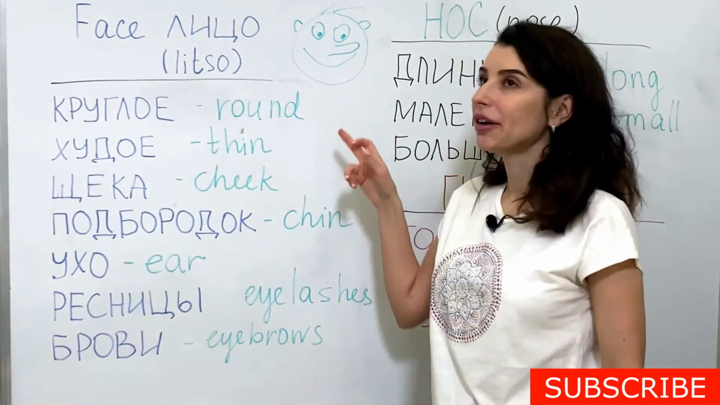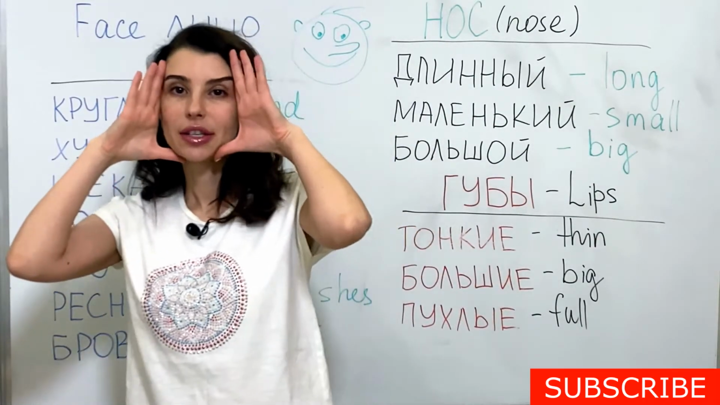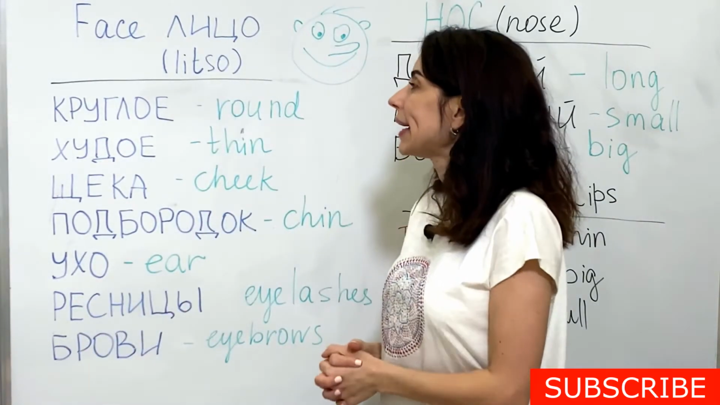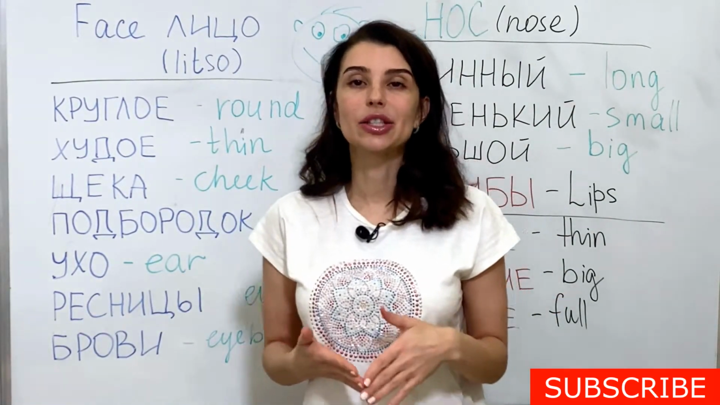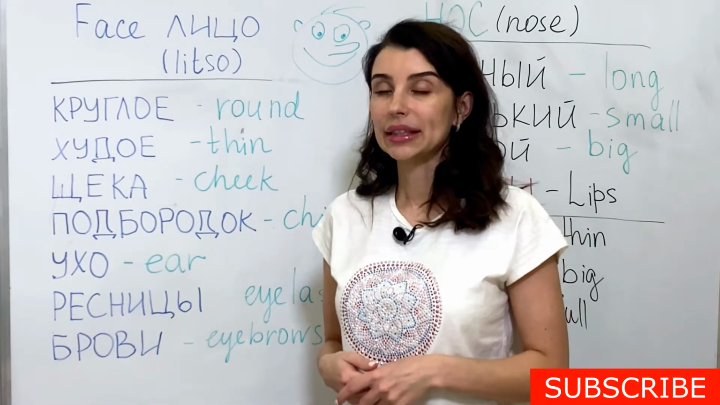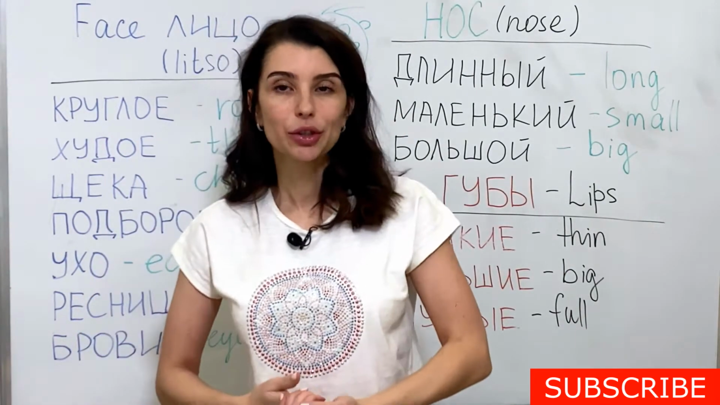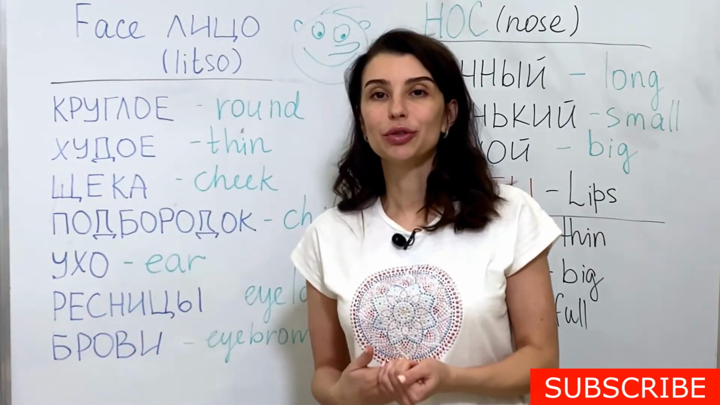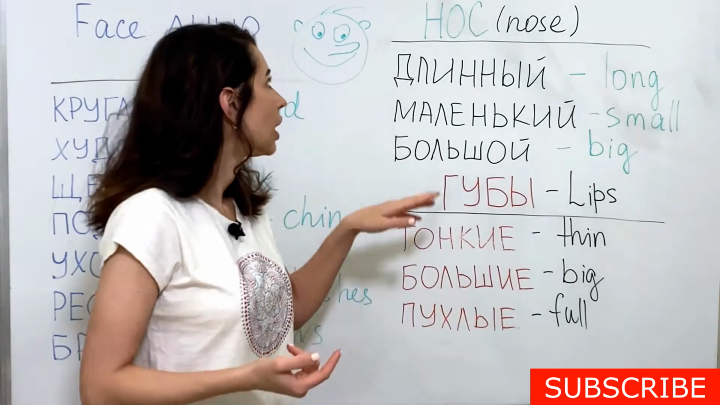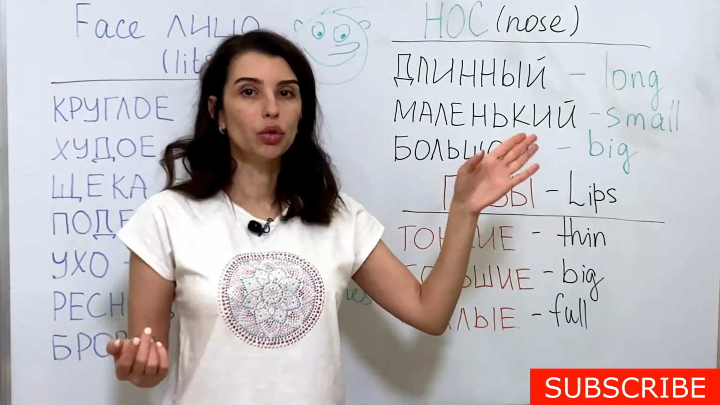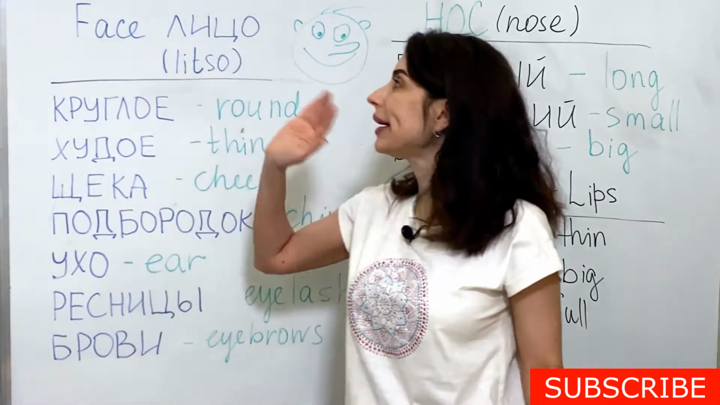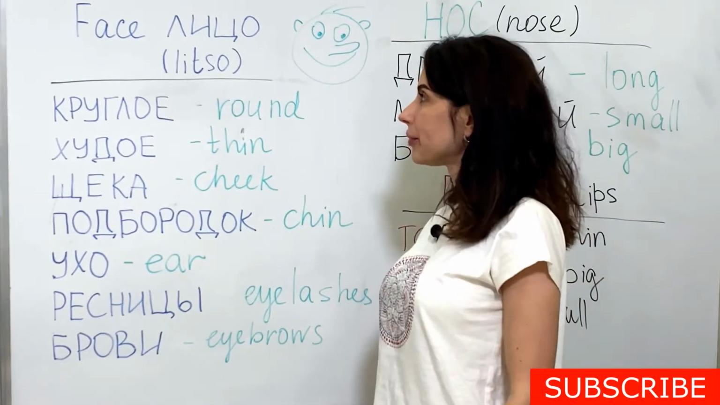Okay, I have my Russian friend today, he's just showing his face because we are talking about just this part. So, face, it means лицо, and in order to describe a person, you need to know how to talk about the face, the nose, губы, lips. So nose, губы, lips, and face. Okay, let's start from the face, this part.